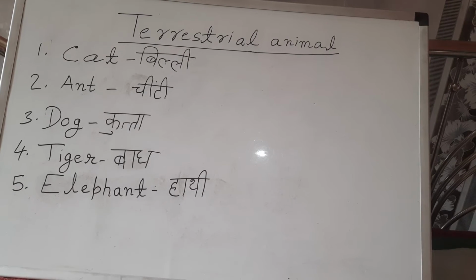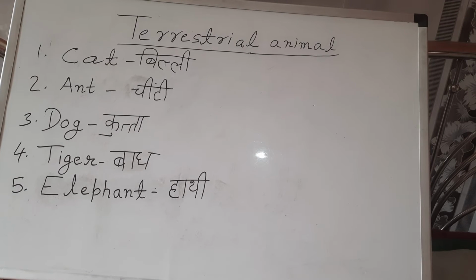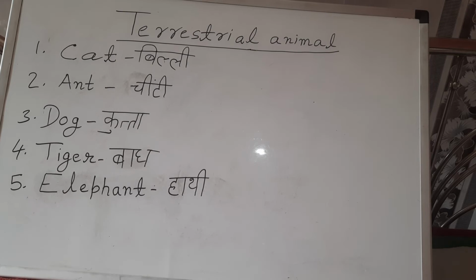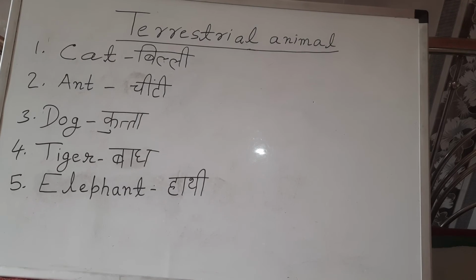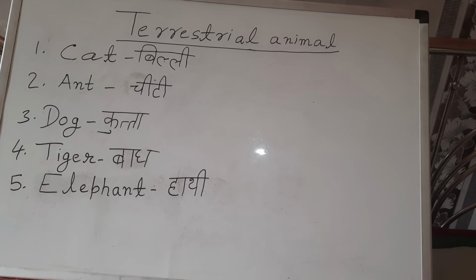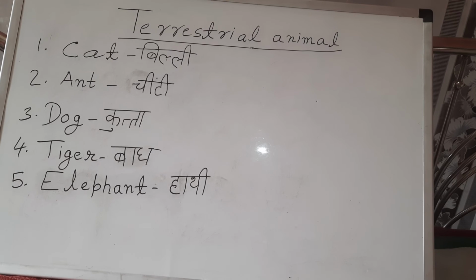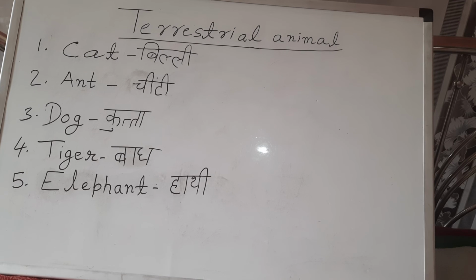Terrestrial animal means बच्चों स्थलीय जीव. First I have written children cat. Cat means बच्चों बिल्ली. Second I have written children ant. Ant means बच्चों चींटी. Third I have written children dog. Dog means बच्चों कुत्ता. Fourth I have written children tiger. Tiger means बच्चों बाघ. Fifth I have written children elephant. Elephant means बच्चों हाथी.